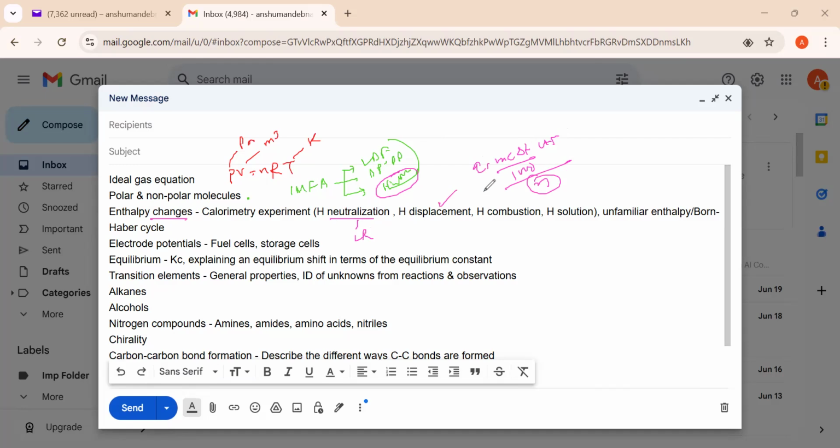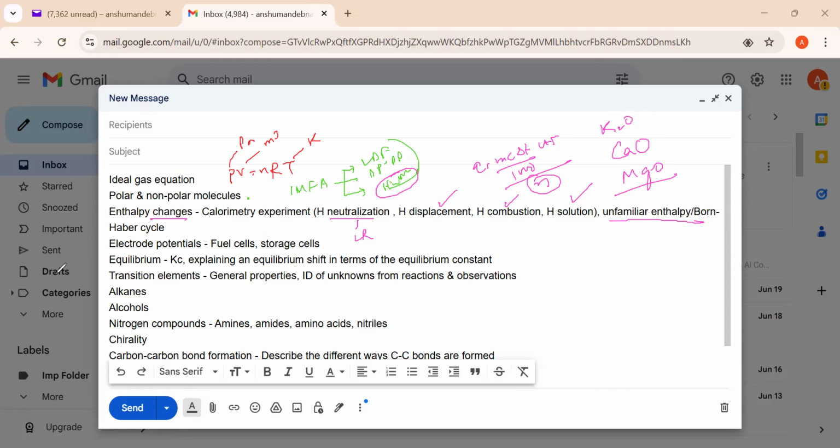Displacement reaction we discussed in earlier videos, combustion enthalpy, solution enthalpy, and the unfamiliar Born-Haber cycle. Mainly you go through MgO, or you can take calcium oxide, or potassium oxide. These are uncommon, not unfamiliar.